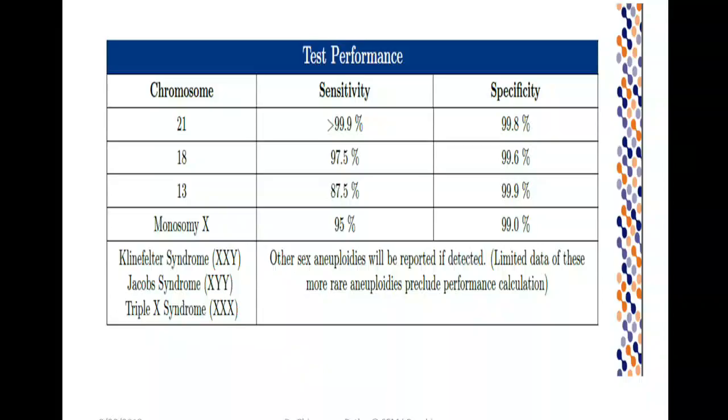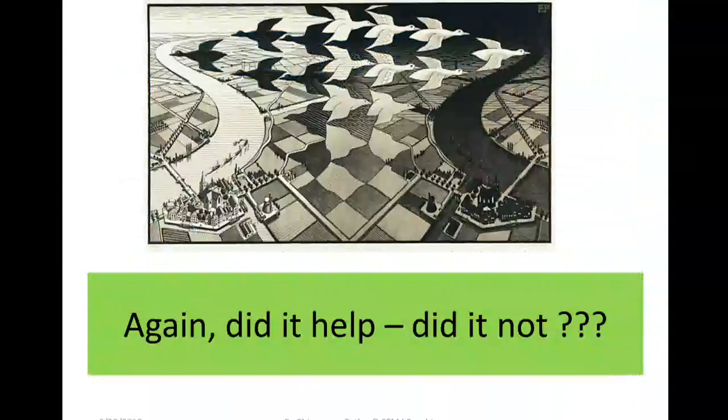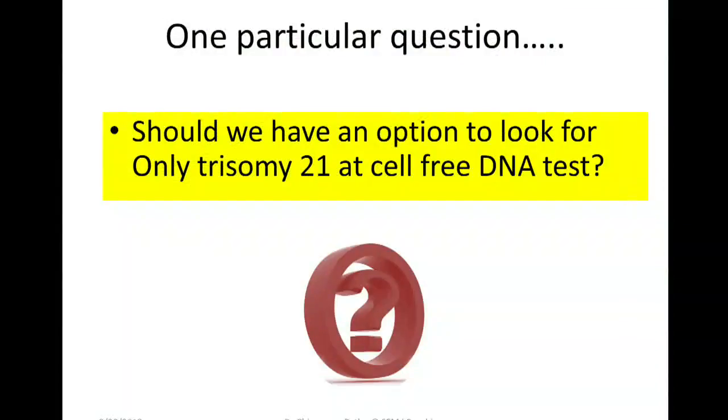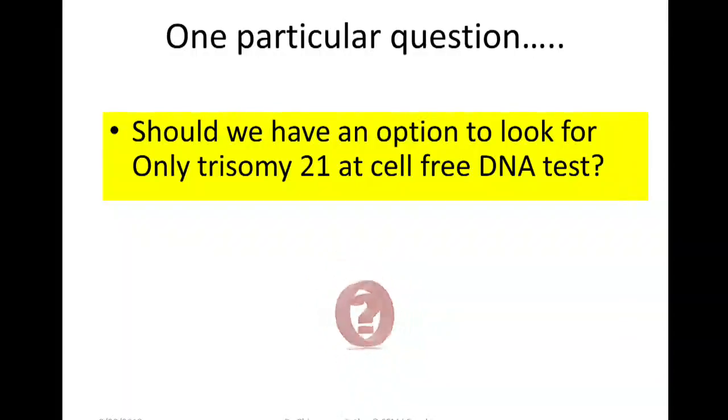So, although sex was not revealed to the mother, at least we knew that there is no sex chromosomal abnormality there. So, did it help or did it not help? It's both ways, because on some grounds we got some reassurance, but we were stuck with some issues that we were not really looking for. So one particular question is, should we have an option to look only for trisomy 21 on a cell-free DNA test? And would that actually make the test cheaper and make the counseling less cumbersome? And we would not get stuck with all these issues. So that's one option which we should look at some point.